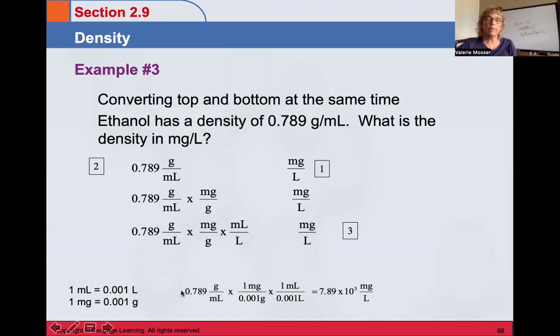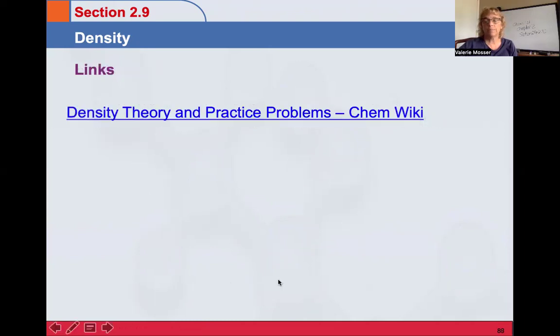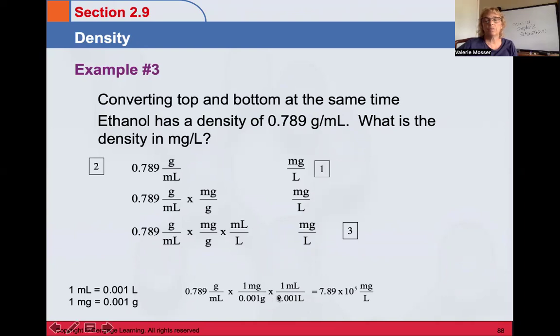Now, how do we do this in our calculator? 0.789 divided by 0.001 equals, divided by 0.001 equals. Do your math left to right, not top to bottom. 0.789 divided by 0.001 equals, divided by 0.001 equals 7.89 times 10 to the 5. 3 sig figs, because the only measured value in this problem is the density. Both conversion factors are defined values.